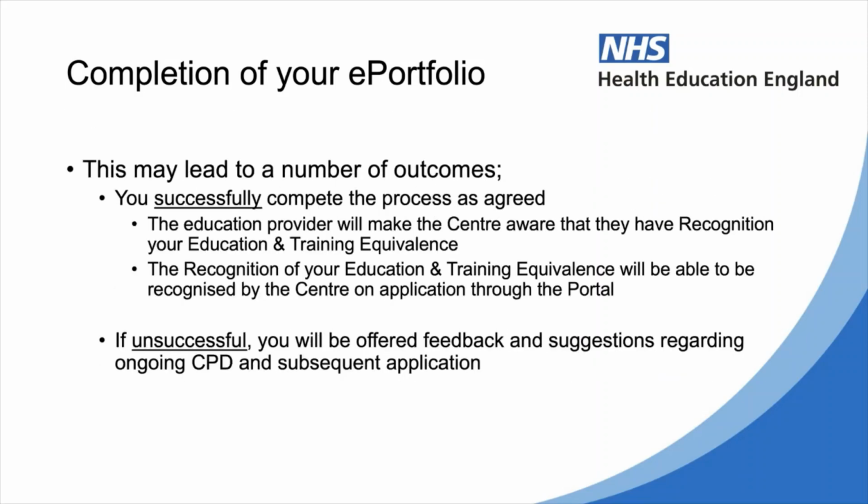The completion of your ePortfolio might lead to a number of outcomes. You successfully complete the process as agreed with the education provider. The education provider will then make the centre aware that they have recognised your education training equivalence. And you will then be able to apply through the centre's portal for that recognition to take place. If you're unsuccessful through this process, you'd obviously be offered feedback by the education provider and provided with suggestions as to how you might improve on your ePortfolio and that body of evidence so that you can submit an application in subsequent years. We're trying to make sure that this process is iterative and supports you.